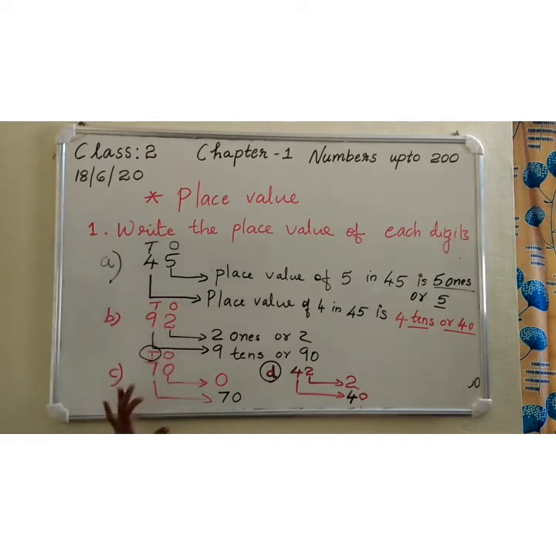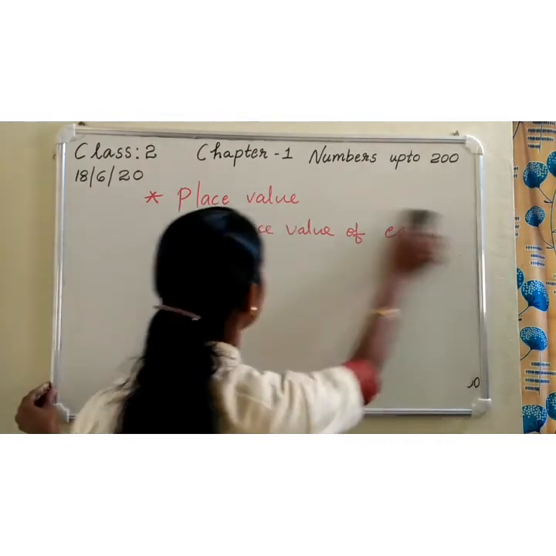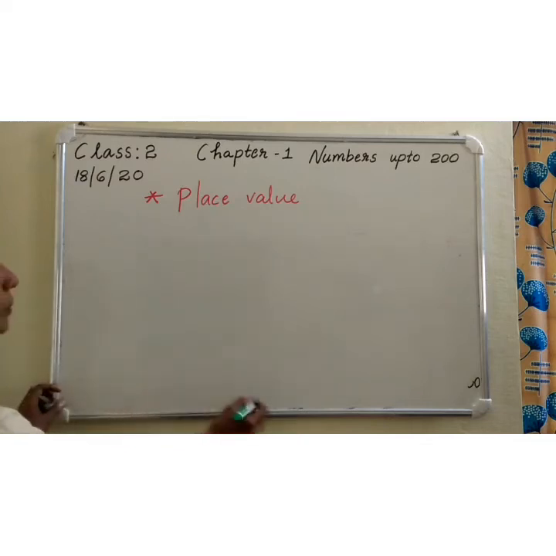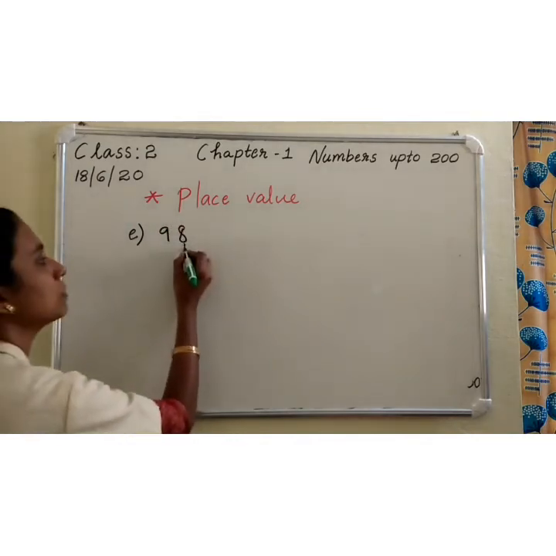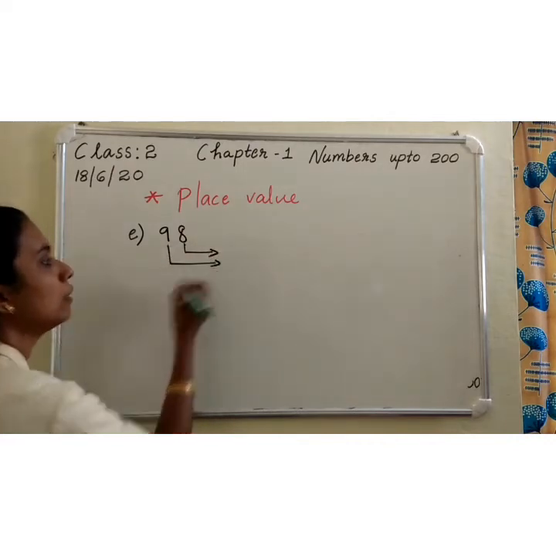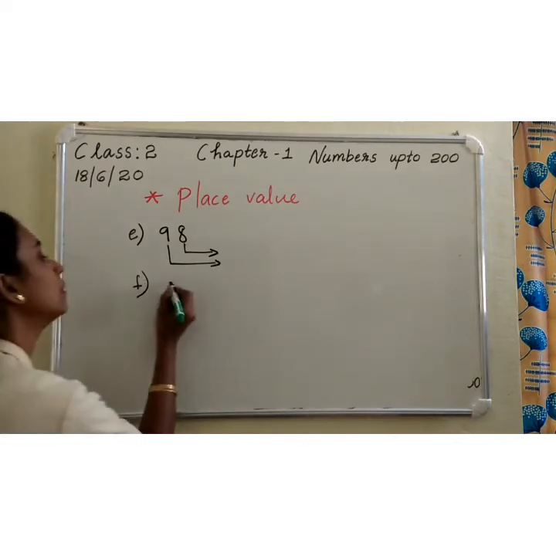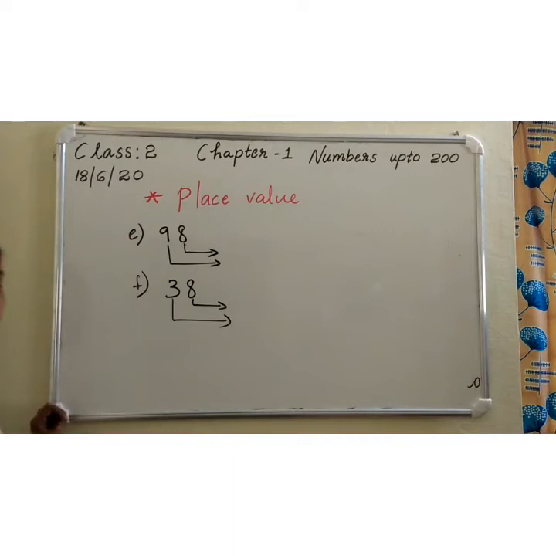Then, next, one exercise question for you. This you copy to your notebook. Exercise means homework for you. Do yourself and send to me. Same question only. Complete yourself. Write the place value of each digit. Continue. E. Write the place value of 98. Write the place value of 8 and write the place value of 9. Okay. Next, F. The place value of 38. Write the place value of 8 and write the place value of 3.